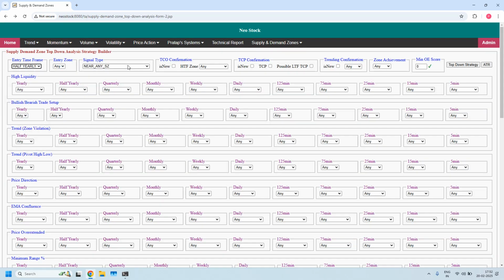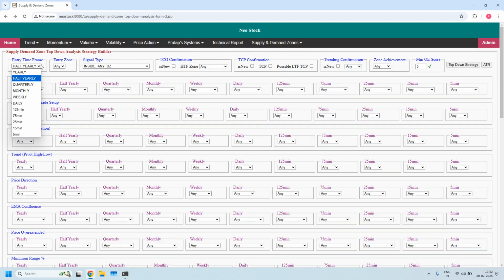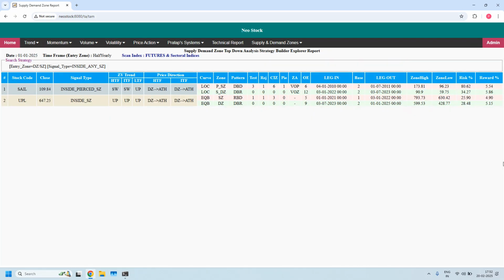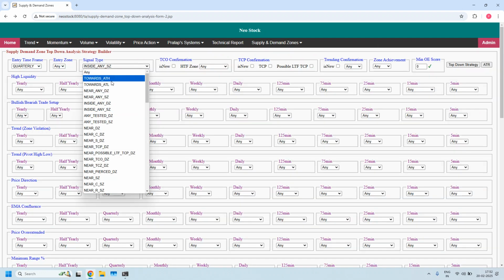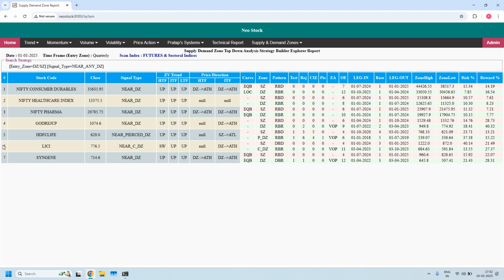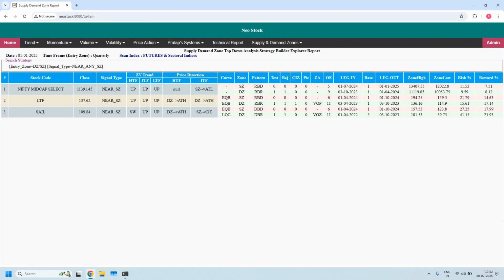Next, half yearly time frame, price closed inside the half yearly demand zone, 7 stocks are filtered. Next, half yearly time frame, price closed inside the half yearly supply zone, we got 2 stocks. Next, time frame is quarterly, stocks near quarterly demand zone, we got 7 stocks. Next, quarterly time frame, stocks near quarterly supply zone, we got 3 stocks.